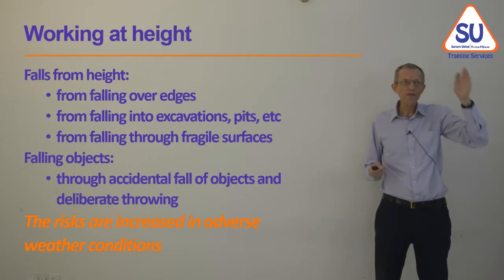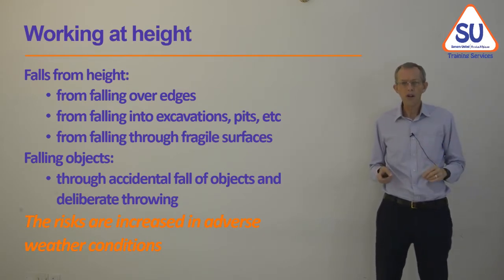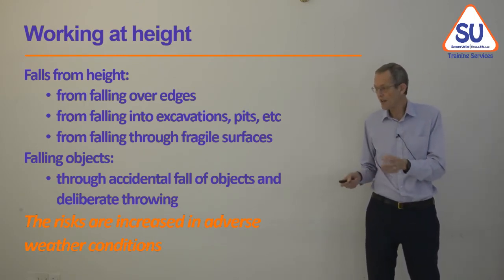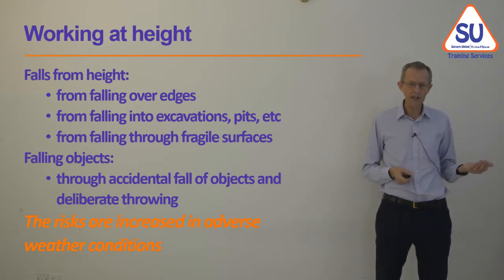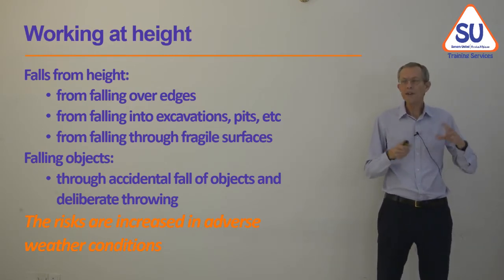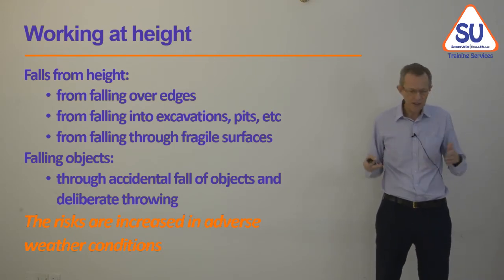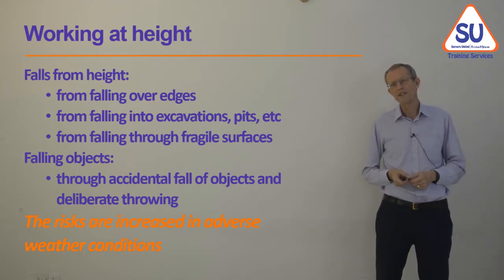Now, things can fall because the wind has blown them, or they might fall because we have some rubbish, and the easiest way to get it down to the ground level is to throw it out the window. This is not good practice. We can provide a chute so that the material that we want to throw down to the ground slides down the chute and it can't fall onto anybody else.